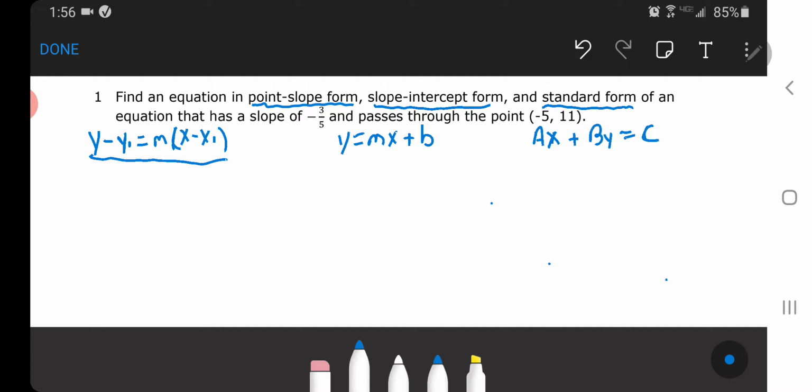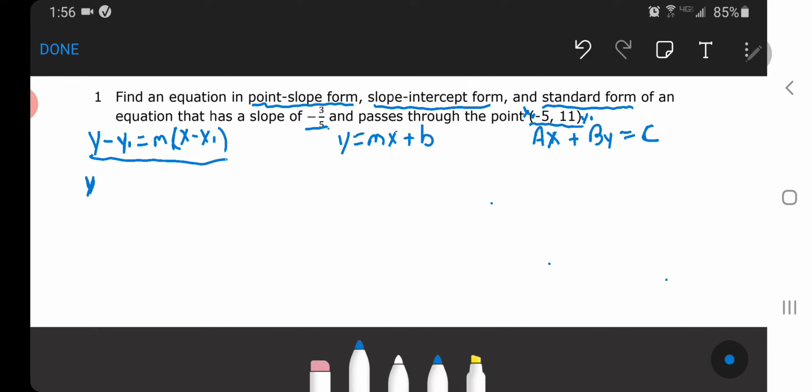They gave us the slope of negative 3/5, and it passes through the point negative 5, 11. So that's our given point. Once again, the 11 is our y value, and the negative 5 is our x value. Since this is the only given point, we can name that 11 our y1, and then negative 5 our x1, and plug it into this point slope form. So we can go y.